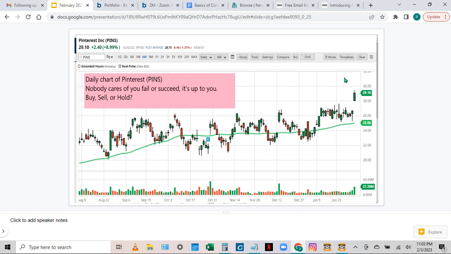Well, what happened is it gapped up and closed up. If it had gapped down and closed down, I would be thinking lower prices. But because it gapped up and closed up on volume, my forecast would be for higher prices from here, okay? Again, it's making new 52-week highs. So that's what I see on this chart, just to give you an idea. But it's up to you. Buy, sell, or hold, pins.